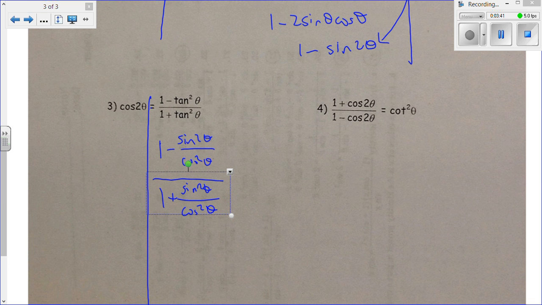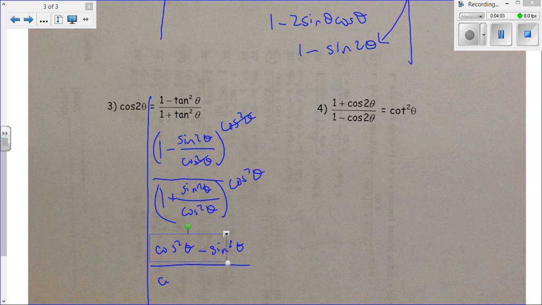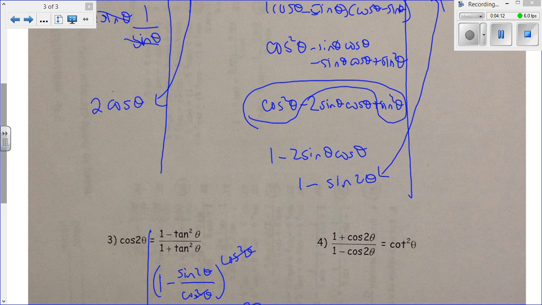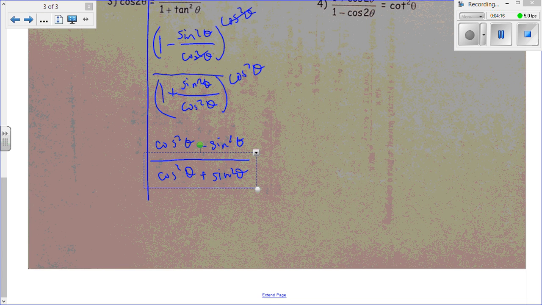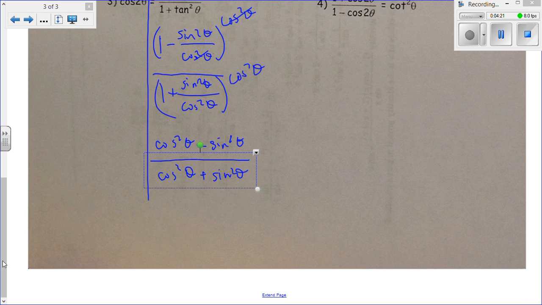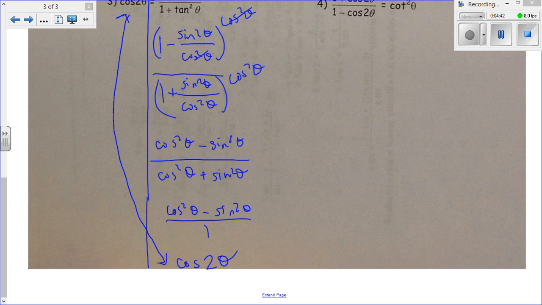In order to get rid of my complex fraction, I need to find an LCD, and my LCD is cosine squared theta. So I need to multiply everything by cosine squared theta. And when I do that, I will get cosine squared theta minus sine squared theta, because here that will cancel out with the second one, over cosine squared theta plus sine squared theta. And cosine squared theta plus sine squared theta is equal to 1. So I'm left with cosine squared theta minus sine squared theta over 1. And cosine squared theta minus sine squared theta is cosine 2 theta. And now they both match.